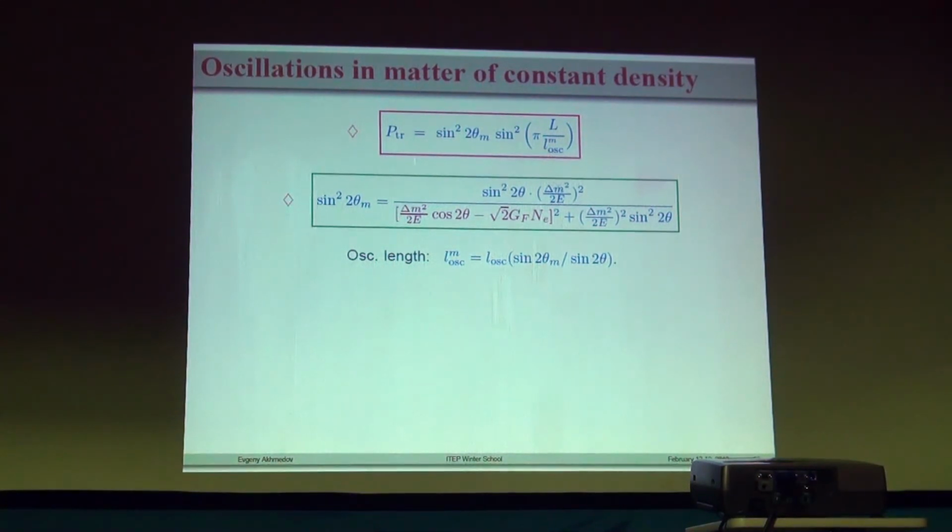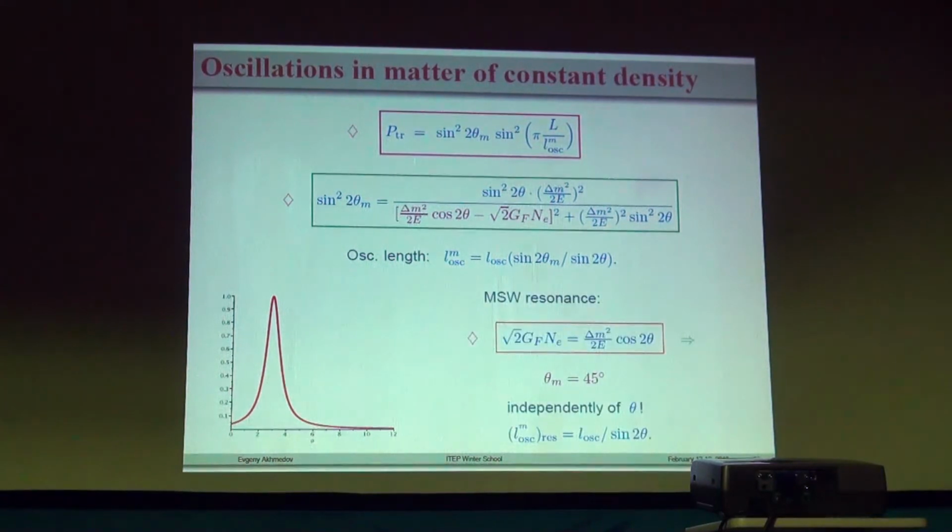What is interesting is that this happens irrespective of how small the mixing angle in vacuum is. It will be 1 at the resonance. However small the mixing angle in vacuum, the mixing angle in matter at resonance will be such that sine square of twice this mixing angle is 1, which means that the mixing angle itself is 45 degrees. The oscillation length in this case is given by this expression. It can be expressed through the oscillation length in vacuum times this parameter.